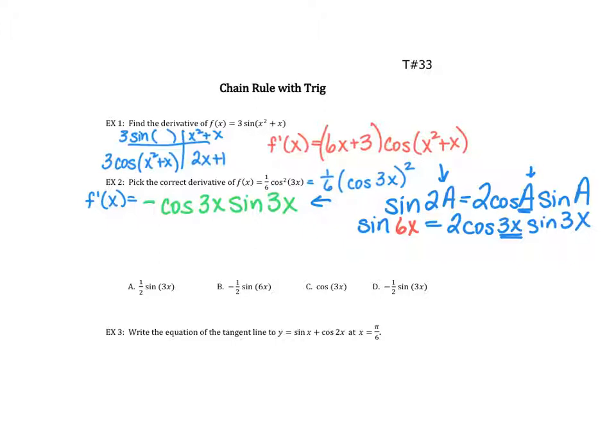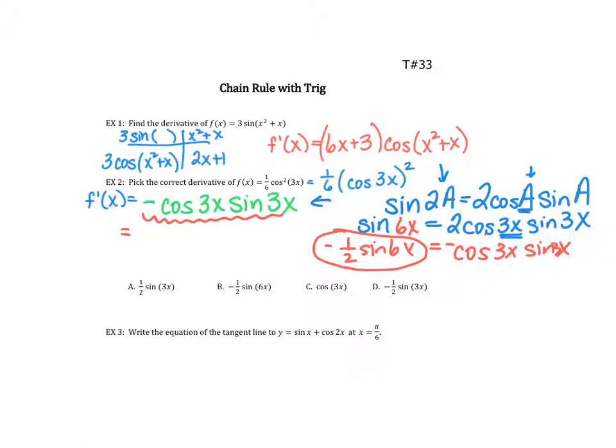Okay. Now here's what I'm trying to do. I've got to get that right side to look just like this. So I have the cosine of 3x and sine of 3x. I could divide by 2. Cosine of 3x, sine of 3x. So I'd have 1/2 sine of 6x. And then I slap a negative. All right, if I put a negative there, I'd have to put a negative there. And now I do have an answer that is on my paper. So this one with the multiple choice would be the correct one. So not only do you have to remember the chain rule, you're going to have to use those trig identities as well.